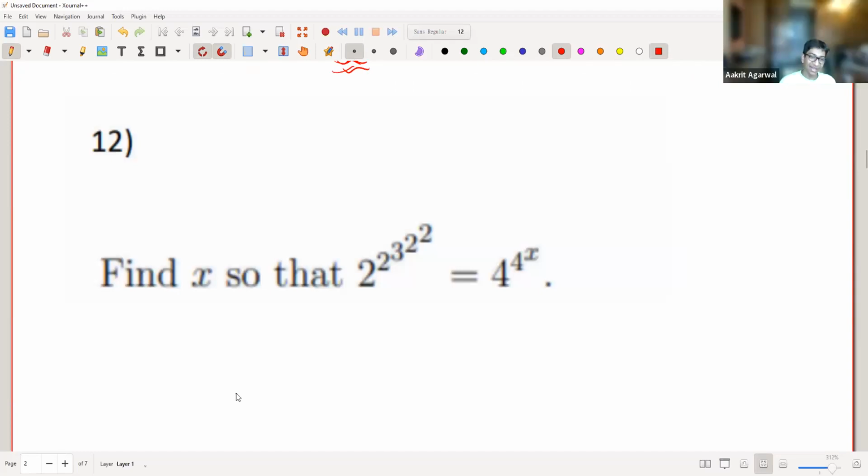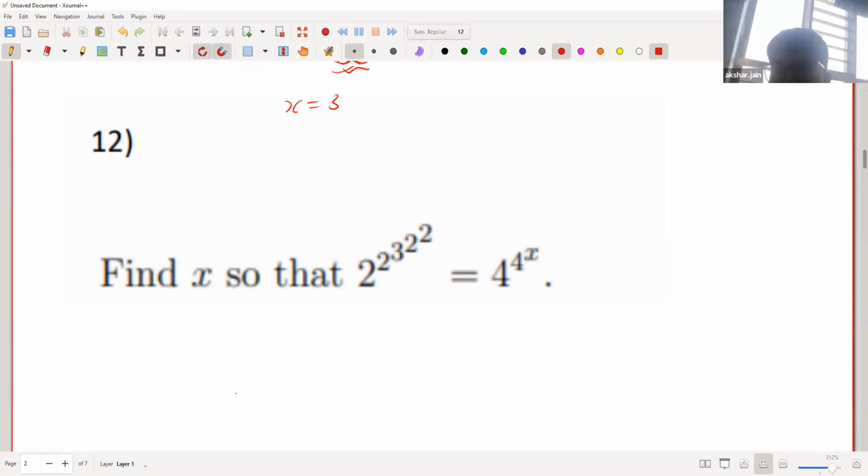So I tried to start it, but I didn't get it, because it's not just that you multiply the indices, right? X is 3. X is 6 according to me. Sir, X is 6. Okay, 3, 6. Any other answers? I got 40. X is 3.